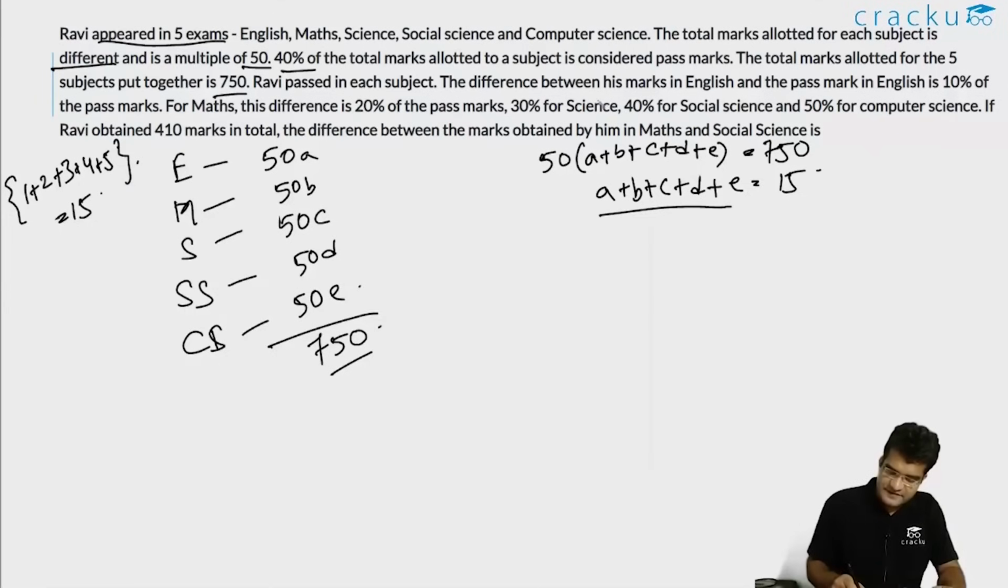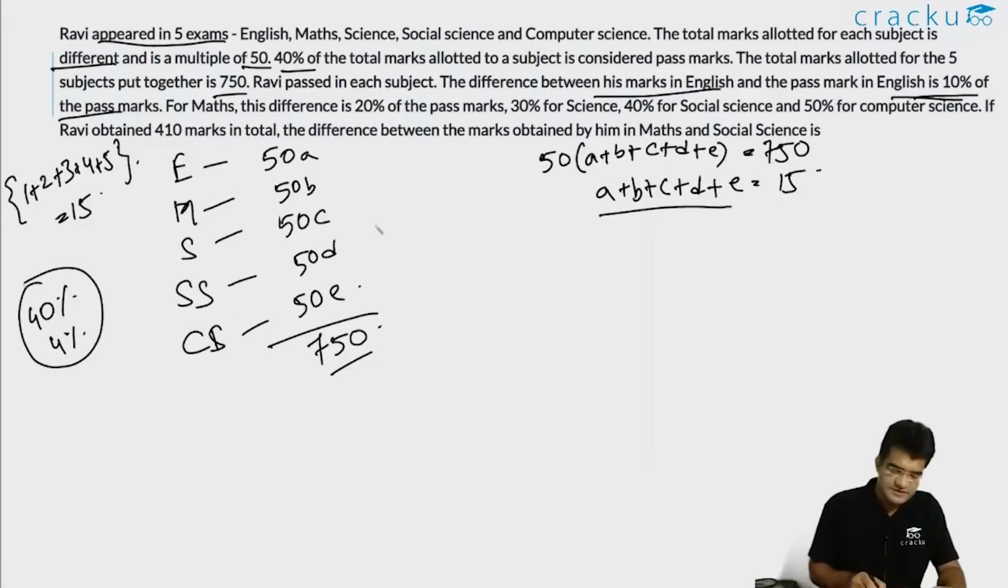It is given that the difference between the marks he scored in English and the pass mark in English is 10% of the pass marks. We know that the pass marks is 40% of the total. Now if he has scored 10% more than the pass marks, that is 10% of the pass marks is 4%. Therefore his score in English is 44% of the total marks. So in English he has scored 44%.